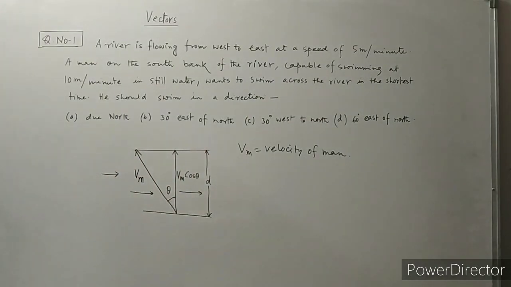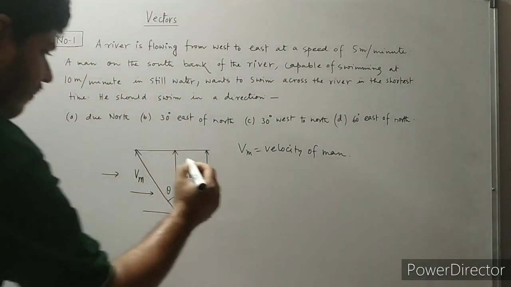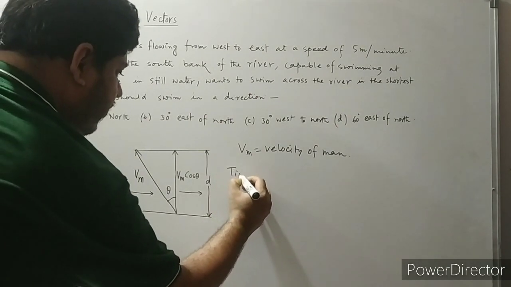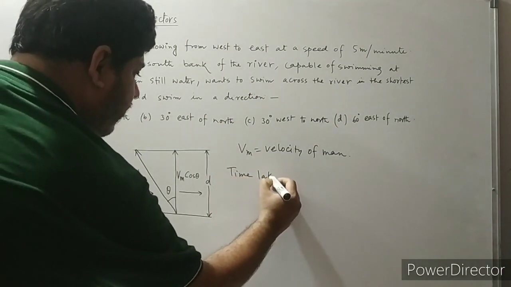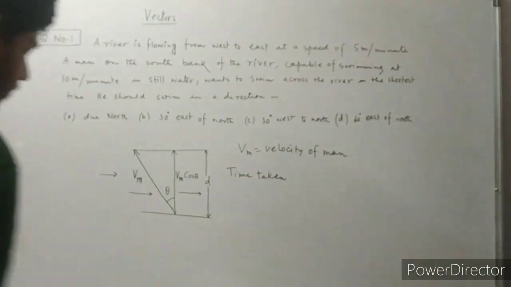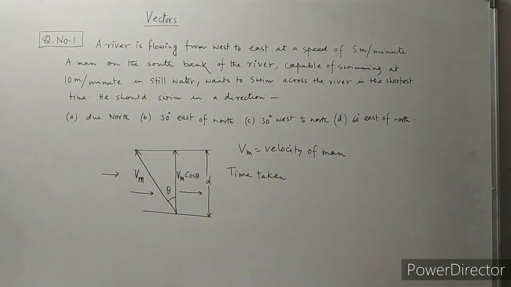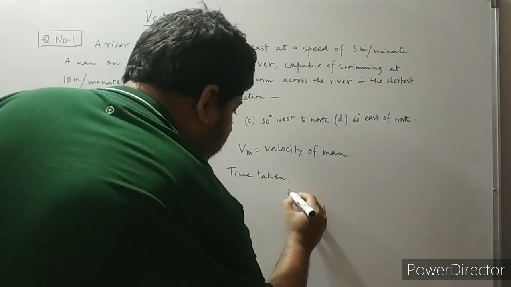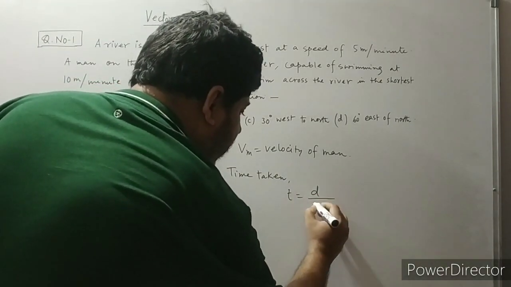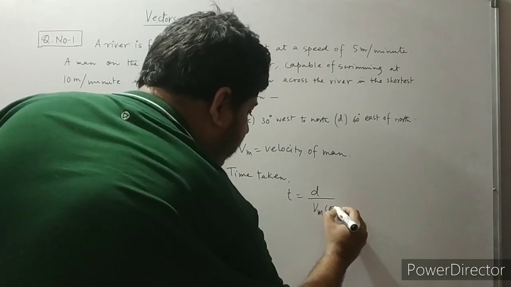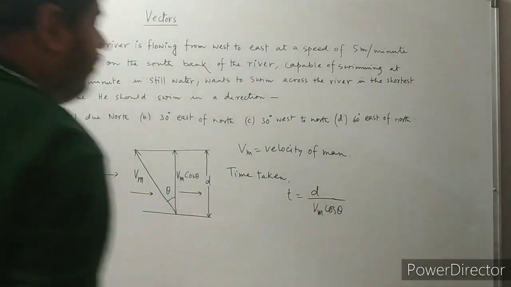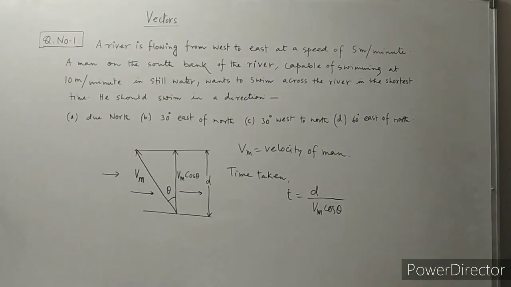Fine. So across the river, if you want to calculate the time taken, what can you write? What is the formula of time? Time is equal to distance by velocity. So time t will be distance d by velocity Vm cos theta. Fine.